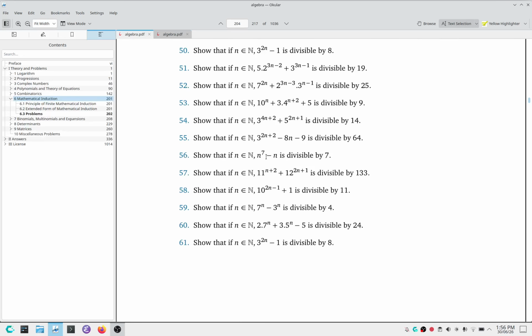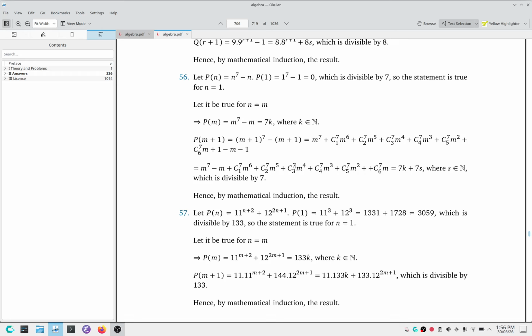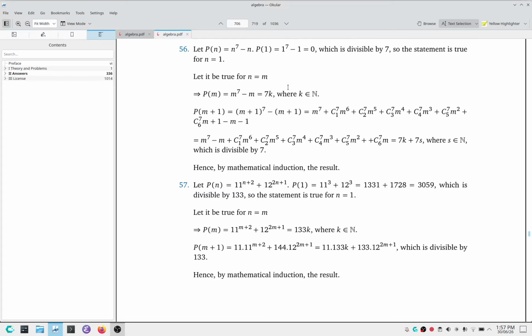Question 56 says that n raised to the power 7 minus n is divisible by 7. So we put n is equal to 1, we get 1 raised to the power 7 minus 1 is equal to 0. So it is true for n is equal to 1. Now we let n is equal to m. So m raised to the power 7 minus m is equal to 7k.